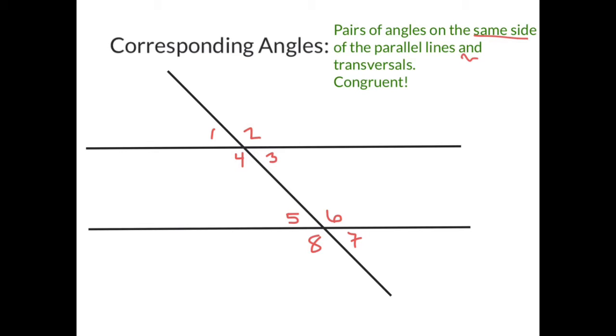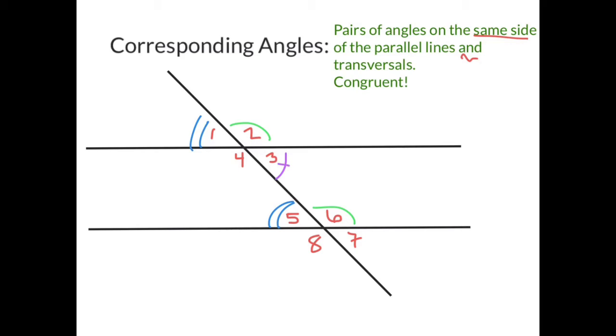So if we go to mark up this diagram, 2 is in the same corresponding position as angle 6 because they're both on the top of their parallel line and to the right of the transversal. They are corresponding. So 1 and 5 are also corresponding because they are on top and both on the left of the transversal. And then hopefully this looks pretty familiar here.